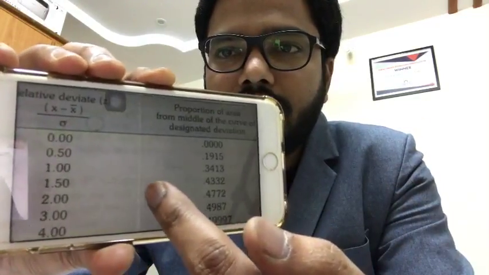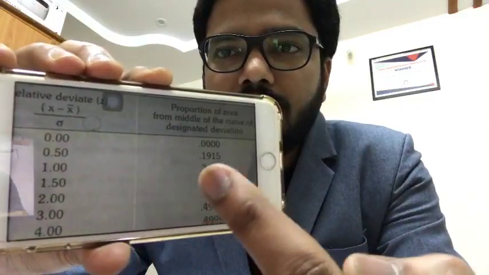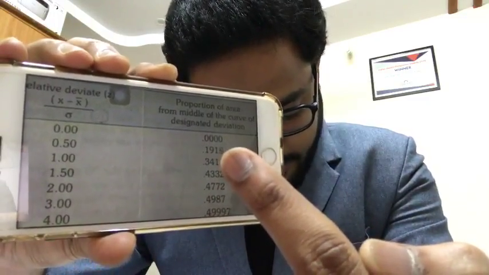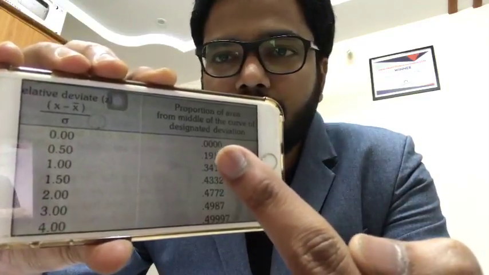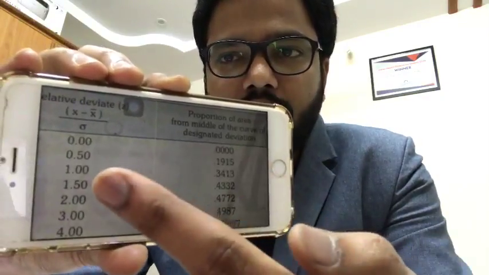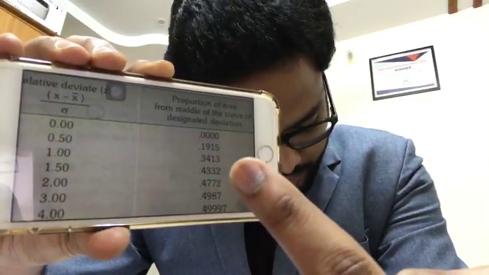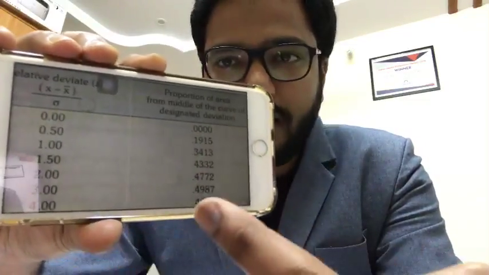So as you can see here, Z-score is 0, the proportion of area from the middle of the curve is 0, because you're almost at the center, right? If Z-score is 0.5, then the area is 0.19. So corresponding to Z-score, we have these areas, right?